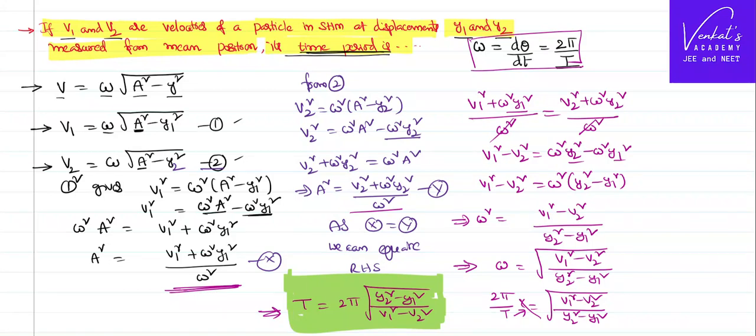So all this expression depends on this simple equation: the velocity of a particle in simple harmonic motion is omega into root of a square minus y square. You need to know that. If you don't know that, I have derived that equation. Please go through the previous video once so that you can understand how to derive that equation.